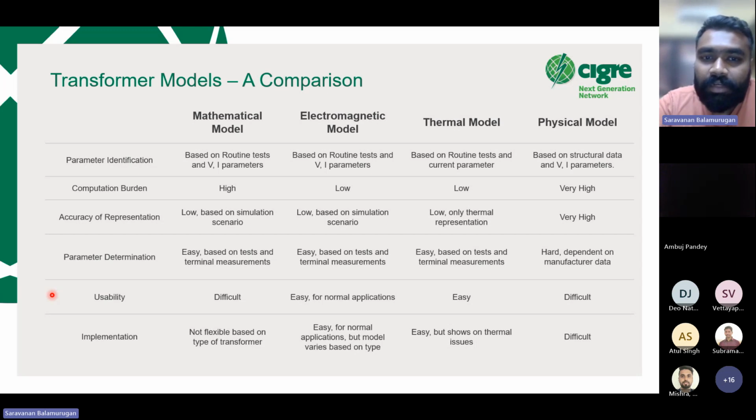Comparing that with the thermal model, you have a low computation burden, but it will give you only a thermal representation; that is, only the oil temperature levels can be determined, right? And what can it be used for? For example, I can measure the degradation of the thermal insulation, or the dynamic overloading of the transformer, using the thermal model.